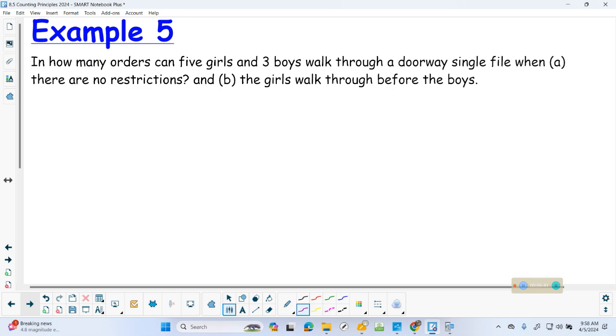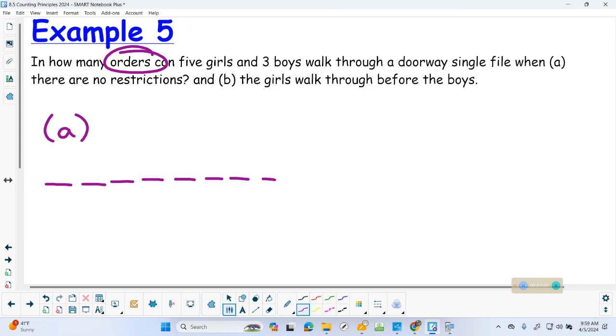How many orders, I know drama there, can 5 girls, 3 boys walk through a doorway single file if A, there's no restrictions, B, girls first? Well, let's do A, of course, first. So first question for you, how many total kids are there? 8. So I'm thinking about these 8 kids. Now, part A, there's no restrictions.